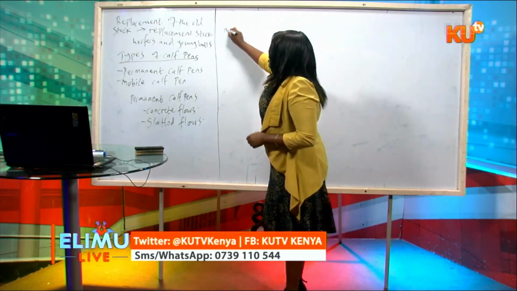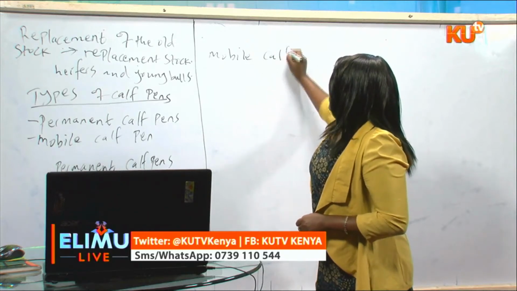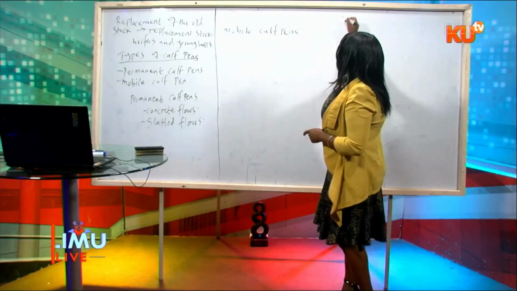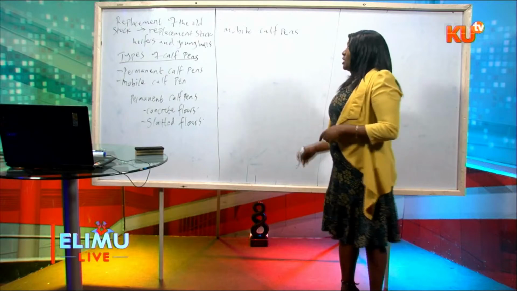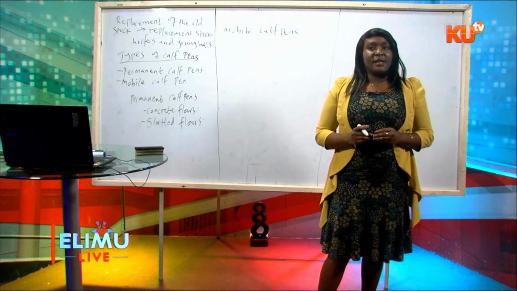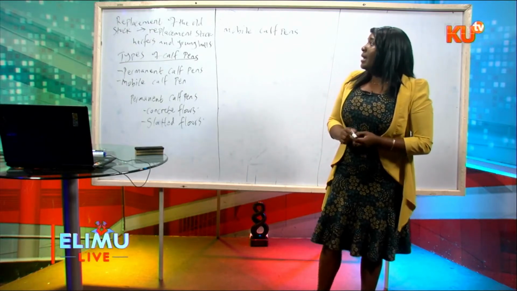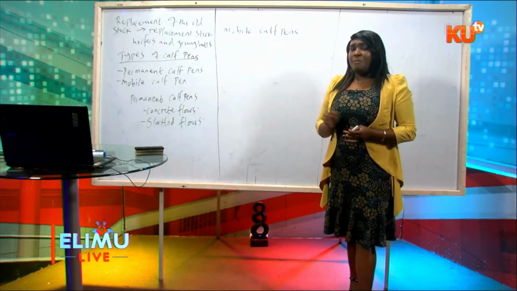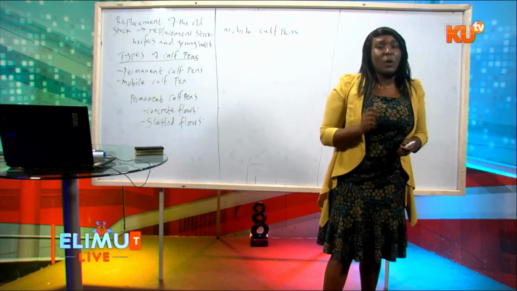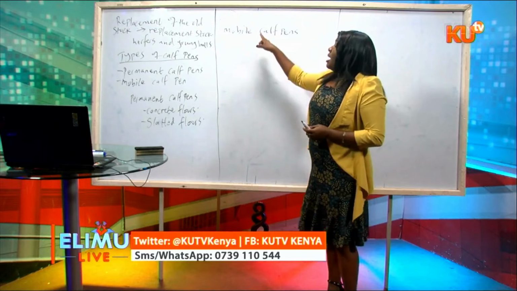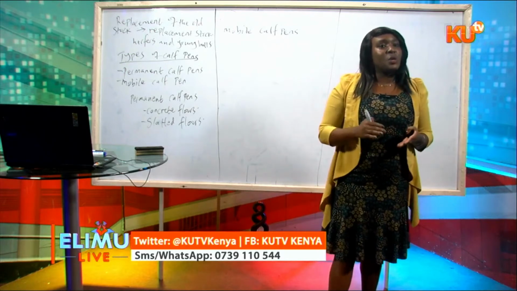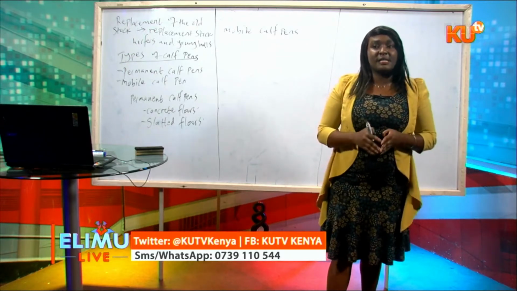So the mobile calf pens, dear learner, these ones can easily be moved even after 2 days. Where you had placed it, you move it, and of course you move together with the calf so that you get fresh pastures. Now, these mobile calf pens mean that because the calf is feeding on the pastures that are growing on the ground, the floor of that calf pen is not covered. It is empty, or rather it is open.